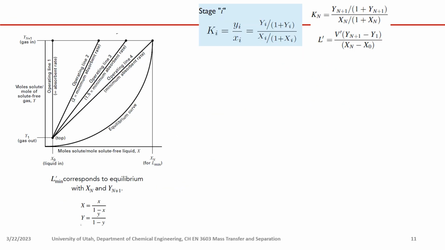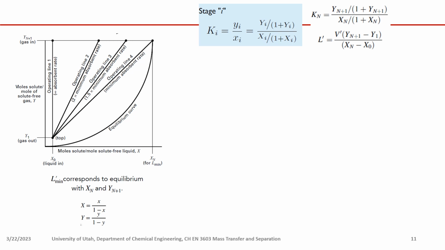Now, from the operation line we can derive L prime to be this, and we are going to compute the minimum flow rate, right? Because that's a very important parameter when we design an absorption tower. We need to figure out what the minimum is first. Then we can say, okay, maybe we use a flow rate that's twice as much or 3 times as much. That gives us a starting point to pick how much liquid absorbent flow rate we use.